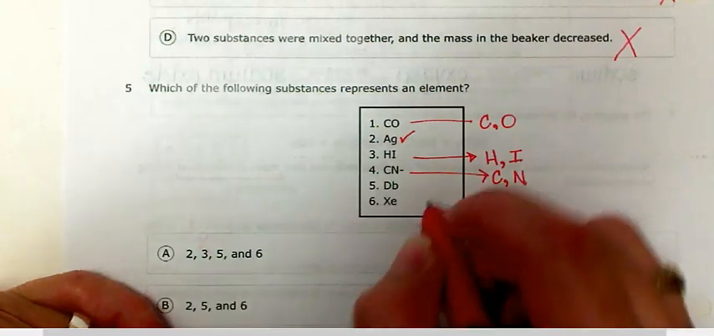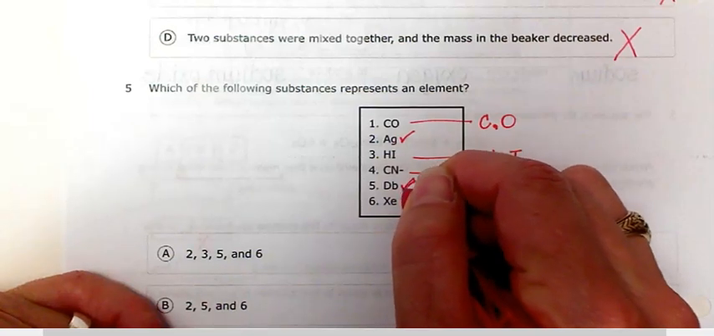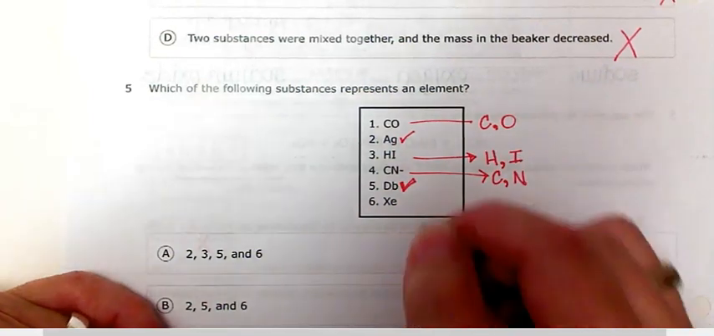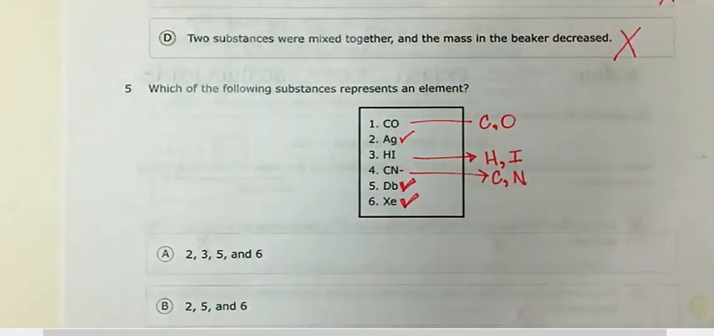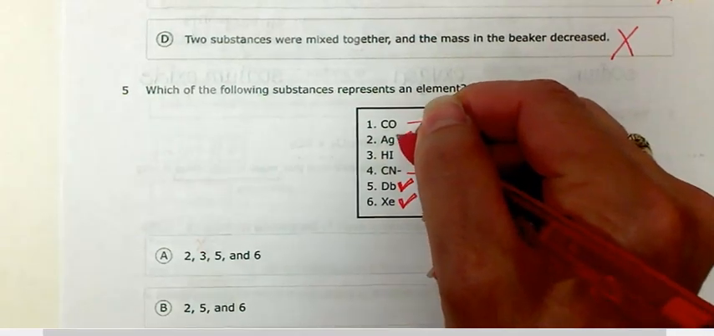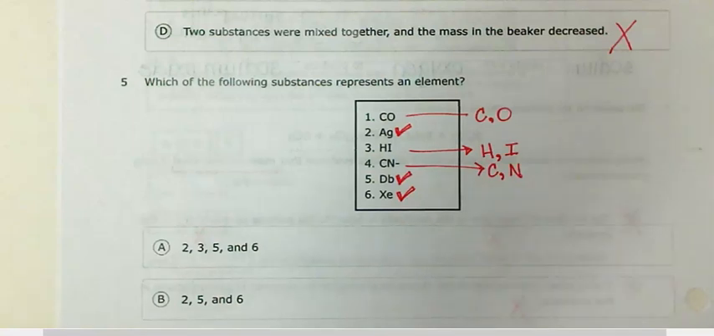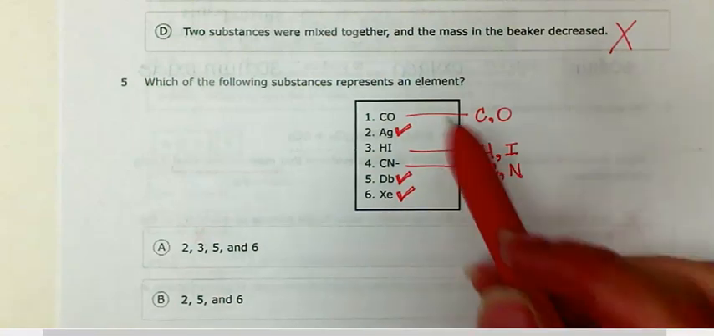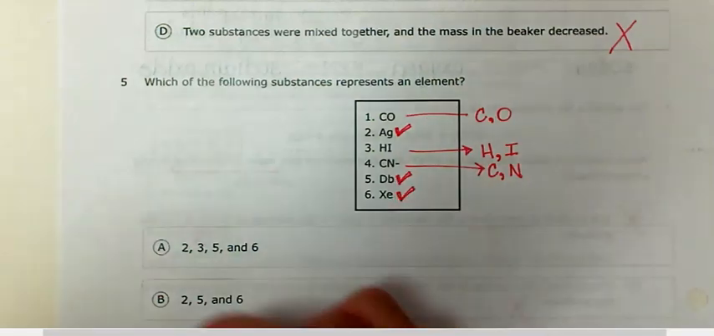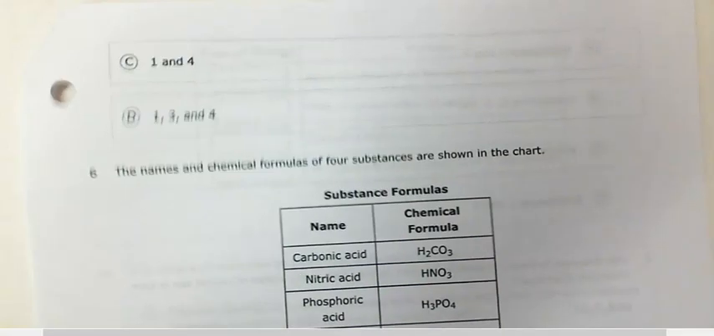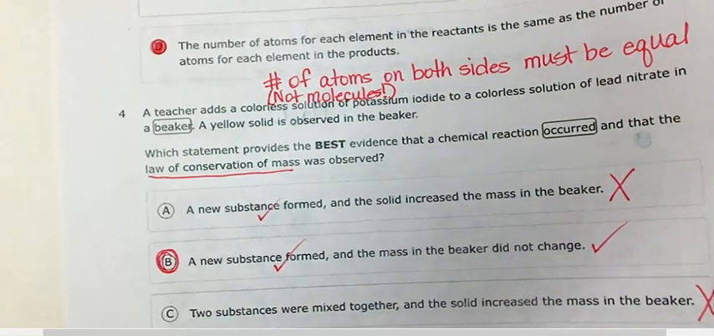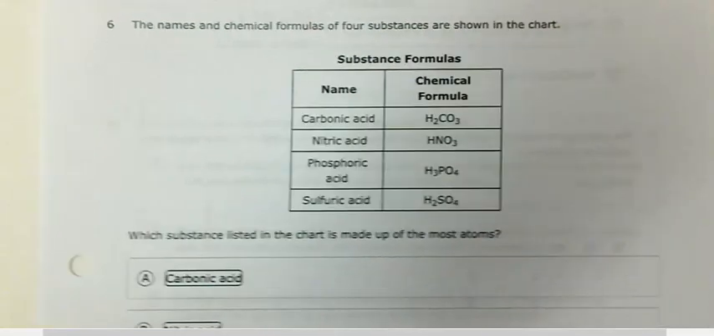Capital D, lowercase b, that's going to be a chemical symbol. Capital X, lowercase e, that's going to be another chemical symbol. So we've got Ag is a chemical symbol, Db, and Xe. So that's going to be 2, 5, and 6. And luckily, that's on the same side of the paper, so I don't have to really go look. 1, 3, and 4 are your compounds because you're having more than one element bonded together.